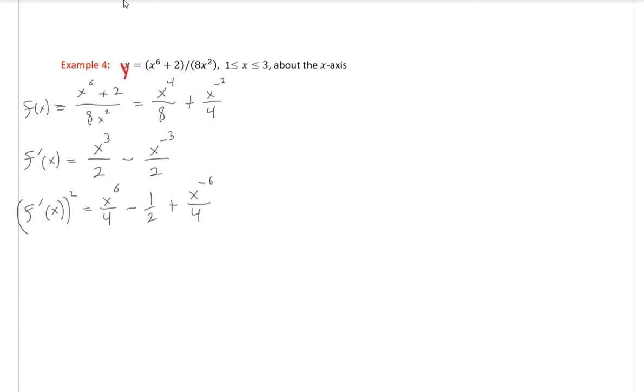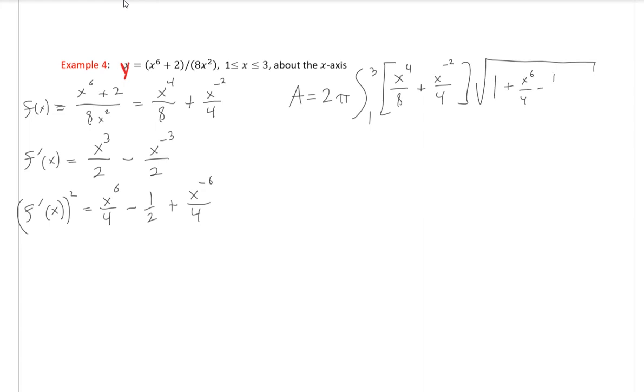Now, if we put that in for our surface area, we get 2 pi from 1 to 3. The trouble is that we're going to have this term on the outside as well. We're going to have x to the 4th over 8 plus x to the negative 2nd over 4. But then we have the square root of 1 plus x to the 6 over 4 minus 1/2 plus x to the negative 6 over 4 dx.